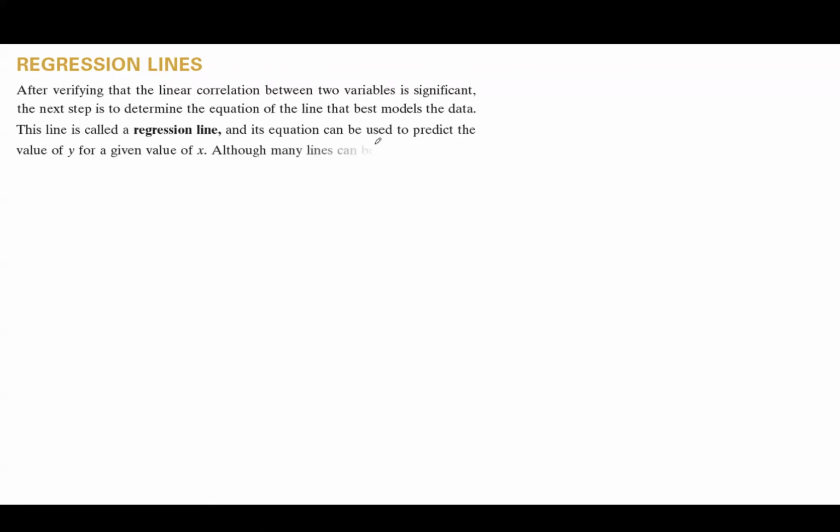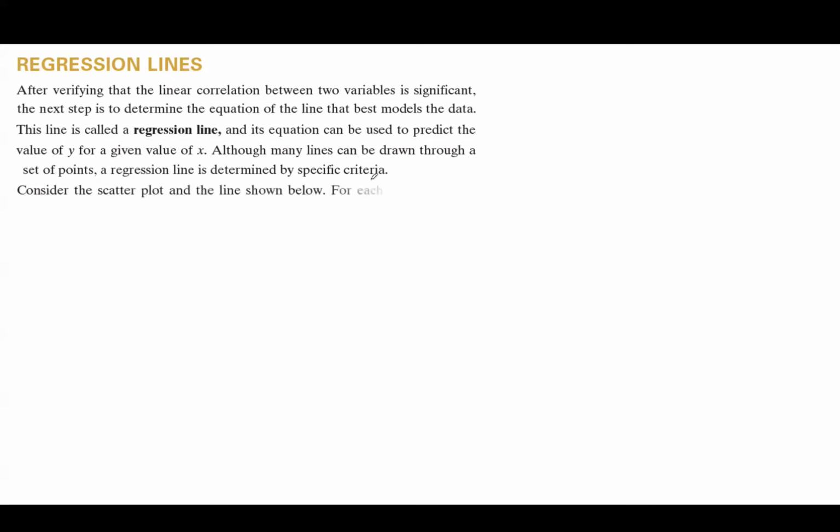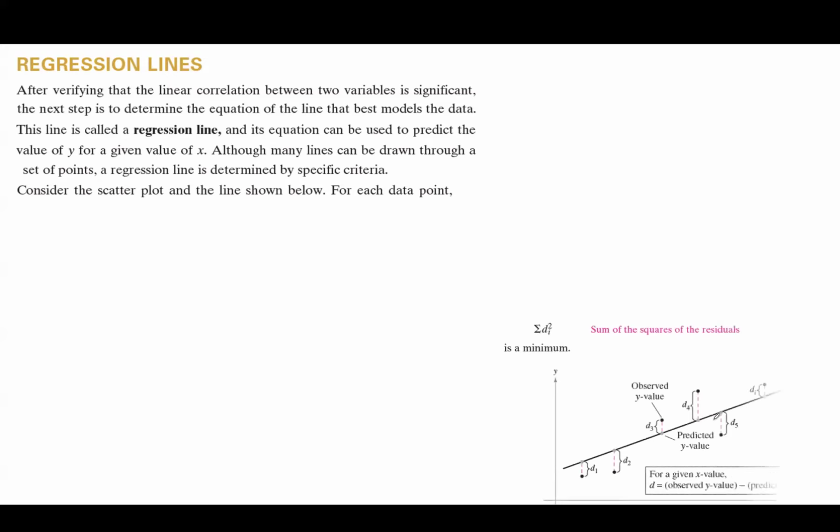Its equation can be used to make predictions about the y value for a given x value. Although many lines can be drawn through a set of points, a regression line is determined by specific criteria. Consider a scatter plot on your left-hand side down here. So for this scatter plot, you have some dots, right?